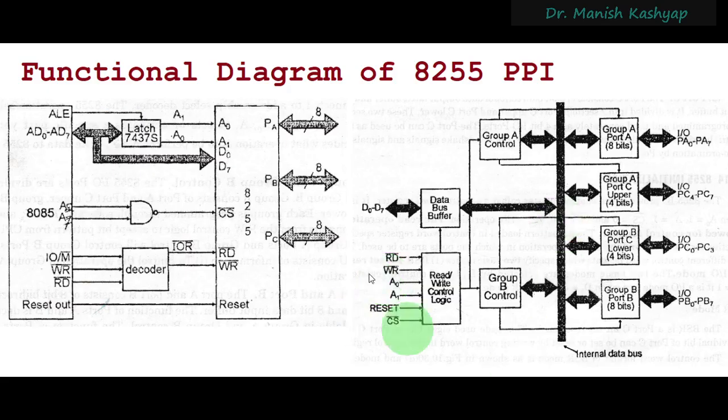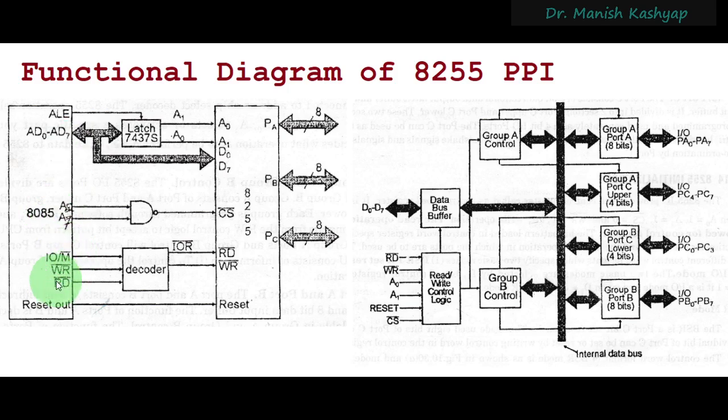So this is a functional pin diagram, and on the left hand side you can see how a 8255 PPI, that is programmable peripheral interface, is connected to a microprocessor. So here we have used a 8085 microprocessor, and to be able to generate the chip select signals, we have used a NAND gate, and here this A2 and A7 have been attached, and this is used to generate the chip select signal, right?